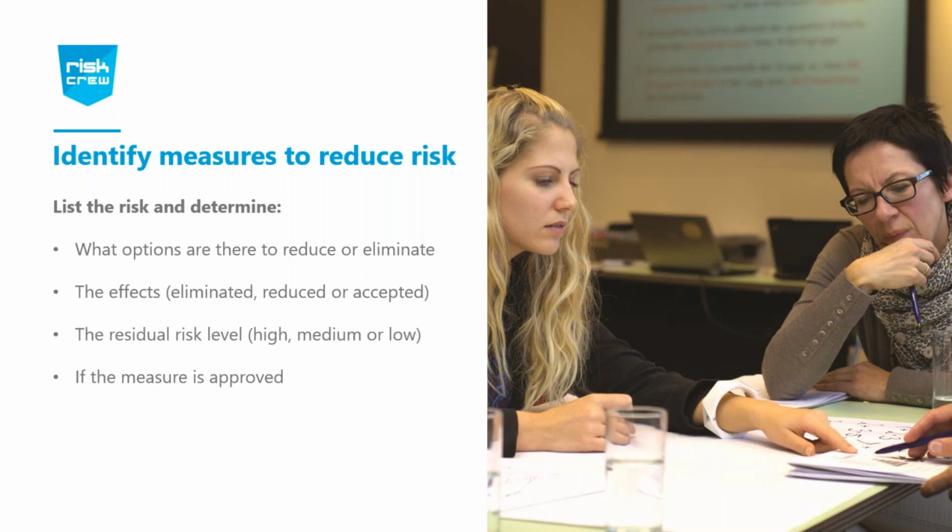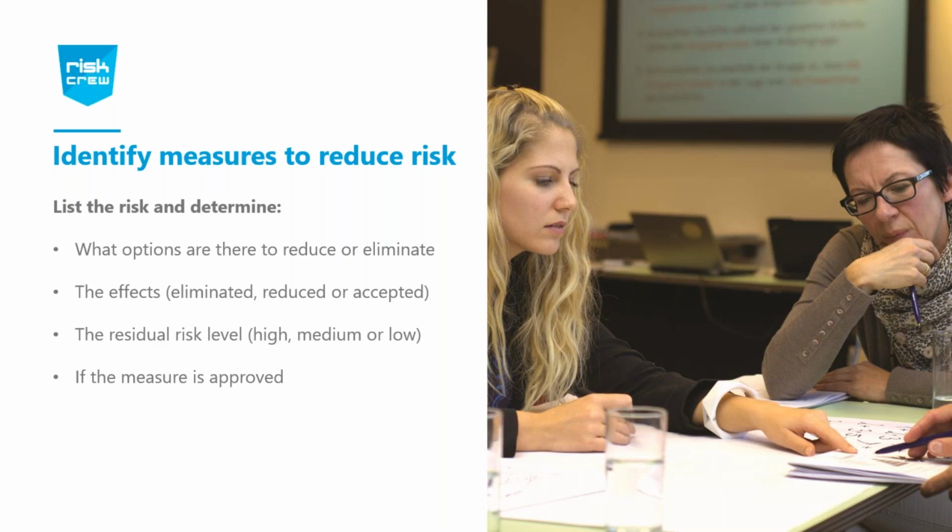Then you have to identify measures to reduce risks. Identify the additional measures you could take to reduce or eliminate risks as identified in the former step, step 5. Is the risk high? What options are there to reduce or eliminate? Are the effects of the risks you've identified going to be completely eliminated with the measures you put in place? Are they going to be reduced, or is the risk going to be accepted?